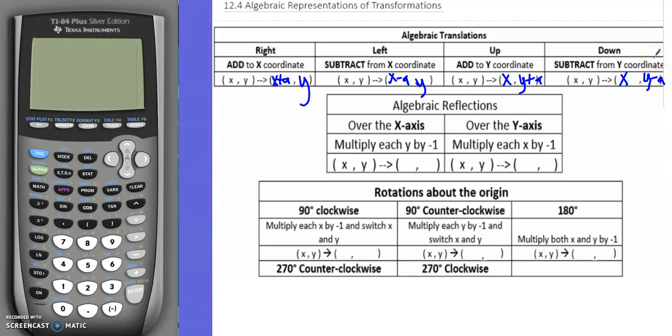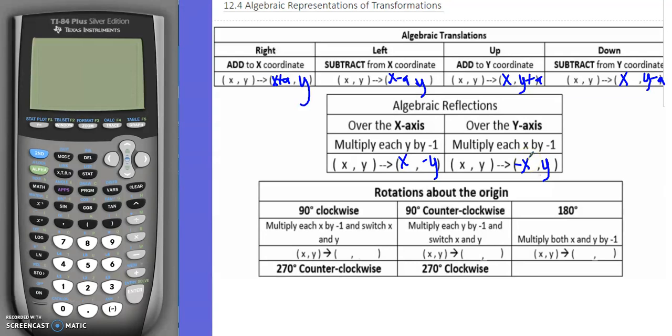If we're reflecting over the x-axis, the x stays the same, and we take the opposite of y. If we're reflecting over the y-axis, we take the opposite of x, and the y stays the same.